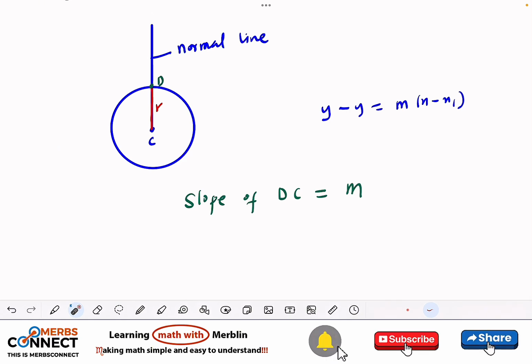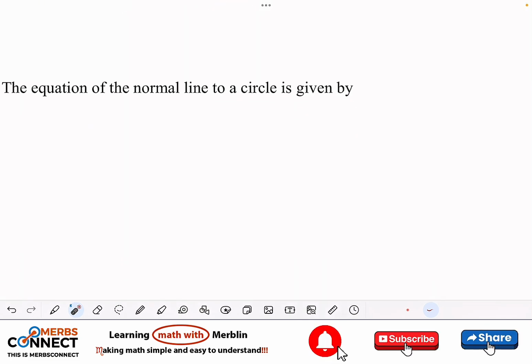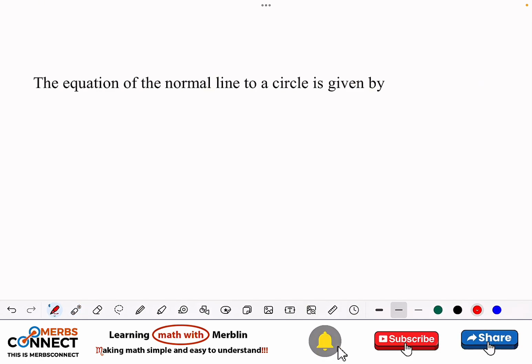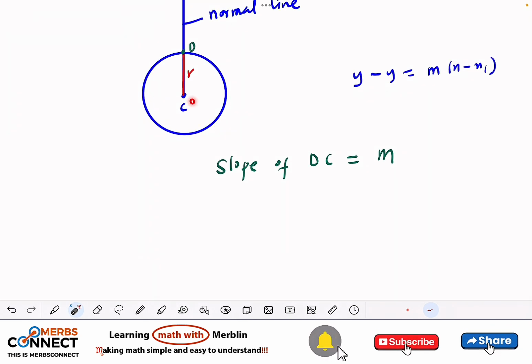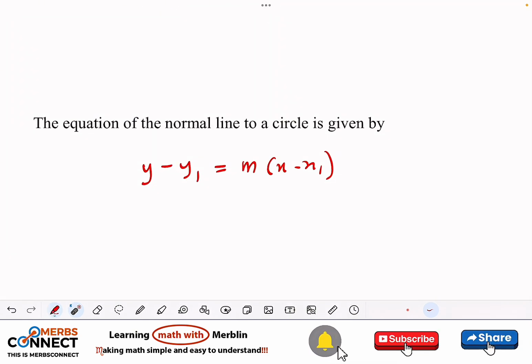Now remember, this red line is on the blue line, so they are moving along the same line. So they are parallel to each other. And we said from coordinate geometry that when two lines are parallel, they have the same slope. So the equation of the line here is going to be y minus y1 equals m times x minus x1. Very good. So the m here is just the slope of CD.